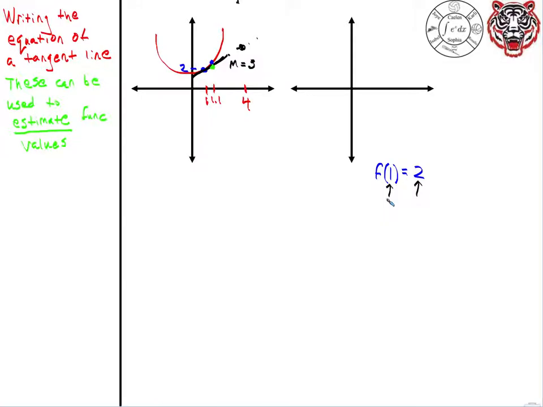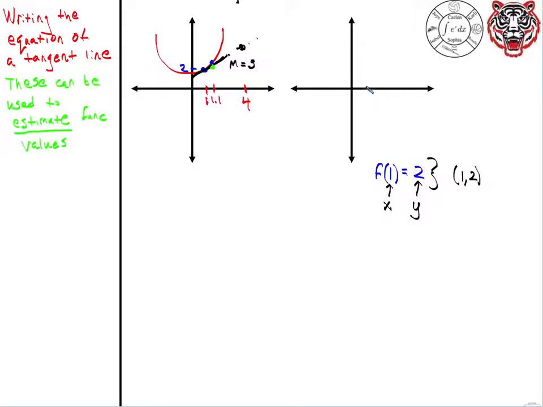So 1 is the input, and f of 1, the 2, is the output. This whole thing right here is equivalent to 1 comma 2, disguised in here. Okay, so then we can graph that 1 comma 2.